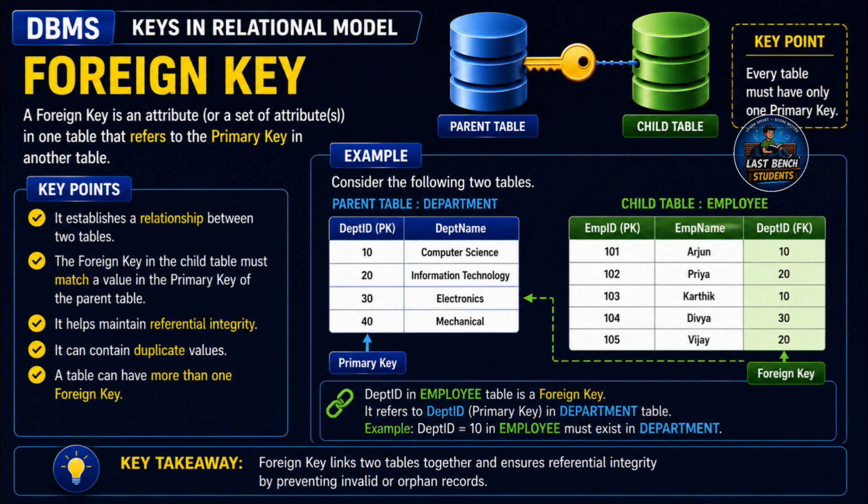A foreign key is a key in one table that refers to the primary key of another table. It helps establish relationships between tables and maintains data integrity in the database.